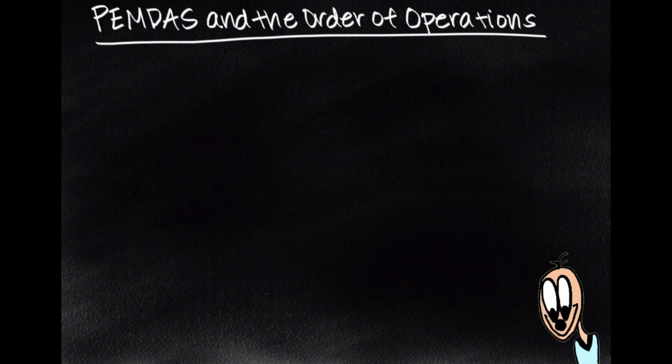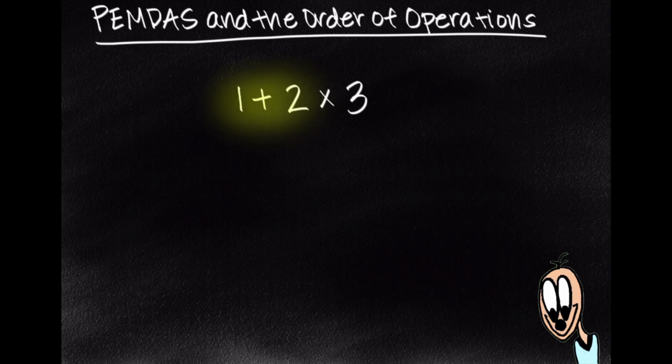To sort of explain why we need our order of operations, let's look at an example problem. So we have 1 plus 2 times 3. There are two ways you could solve this problem. The first is to start with addition and first do 1 plus 2, which gives us 3, and then multiply that by 3, which gives us 9.